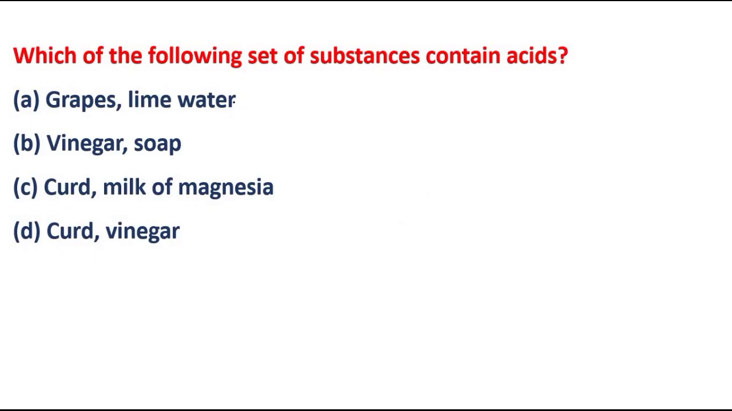Here is the next question. Which of the following set of substances contain acids? The first option, grapes and lime water. But lime water is a base. Grapes are acidic in nature. Vinegar and soap. Soap is a base, but vinegar is an acid. Curd is an acid, but milk of magnesia is a base. Curd and vinegar, both are acids. Therefore, the correct answer for this question is option D. Curd and vinegar contain acids.